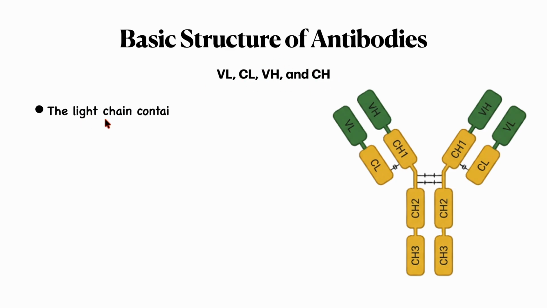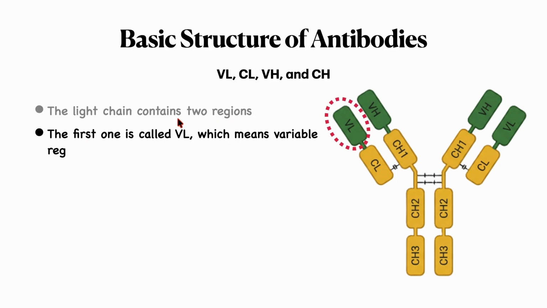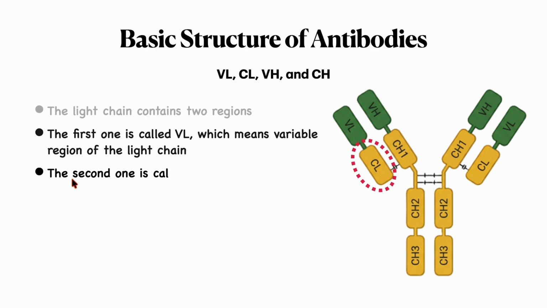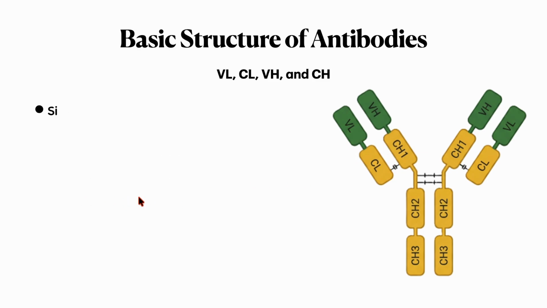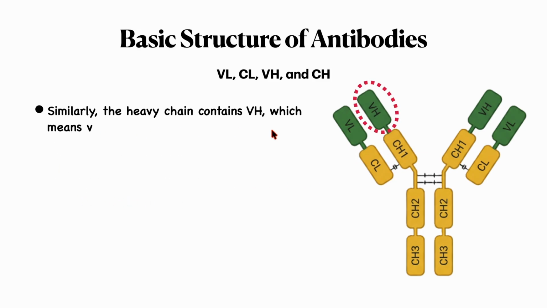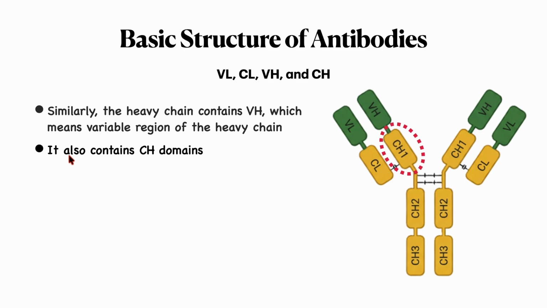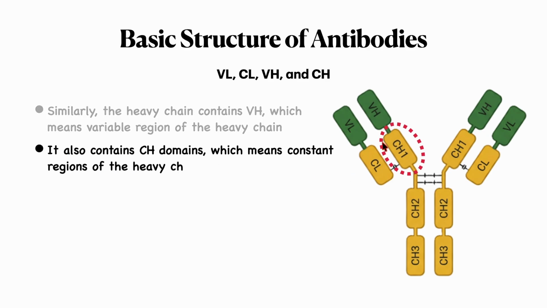Now, we need to understand 4 important terms: VL, CL, VH, and CH. The light chain contains 2 regions. The first one is called VL, which means variable region of the light chain. The second one is called CL, which means constant region of the light chain. Similarly, the heavy chain contains VH, which means variable region of the heavy chain. It also contains CH domains, which means constant regions of heavy chain.